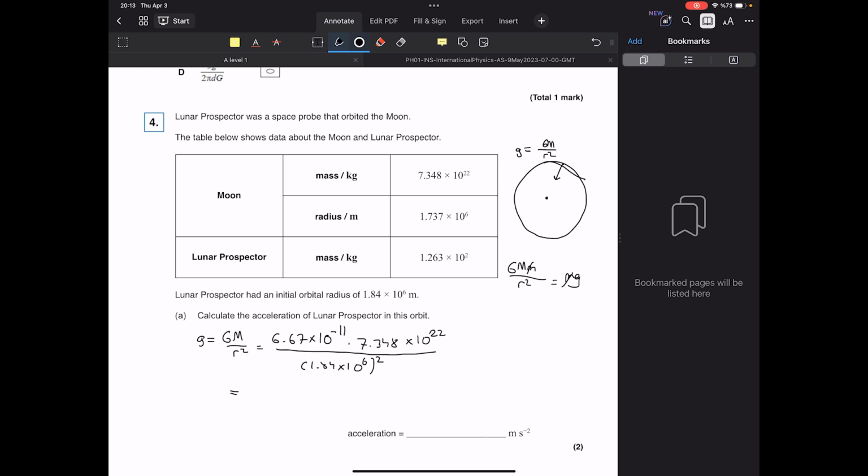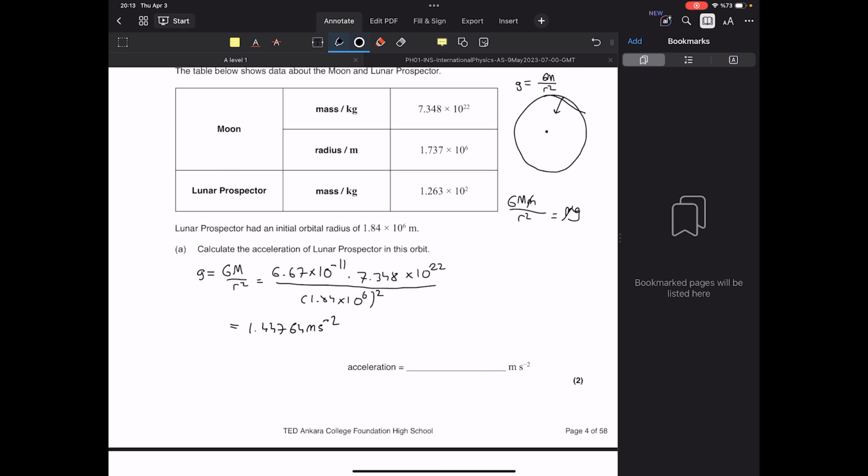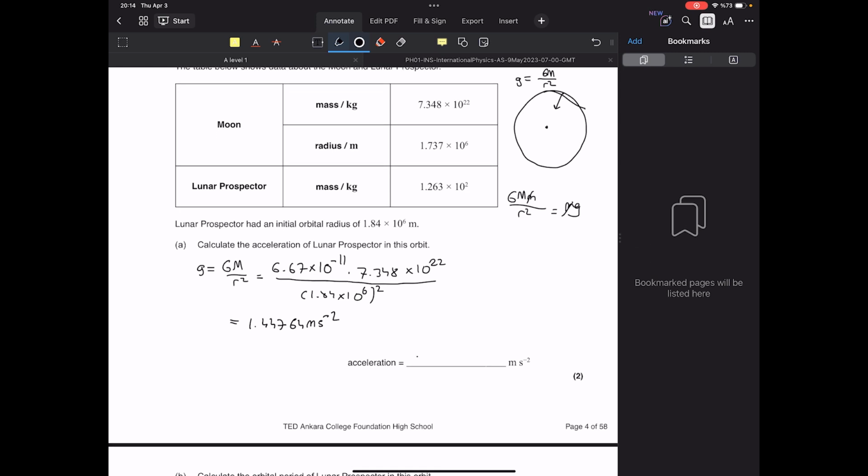Times 10 to the 22, all divided by 1.84 times 10 to the 6 squared, which gives us 1.44764 meters per second squared. In 3 significant figures, that will be 1.45.